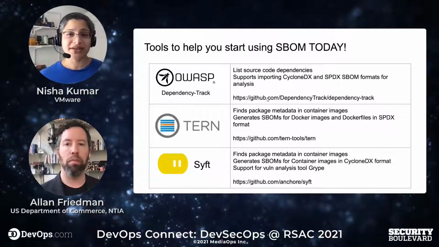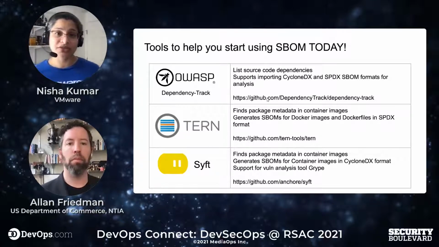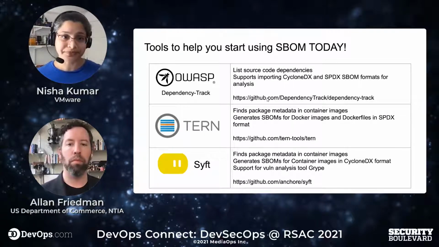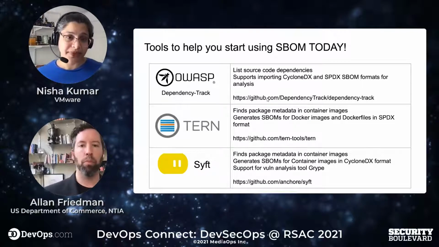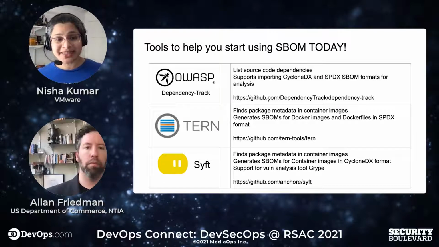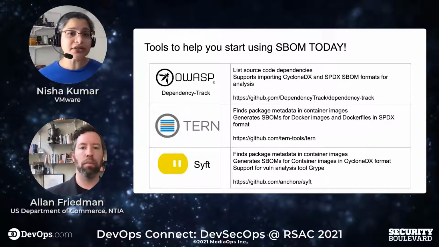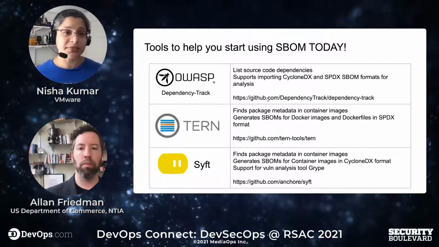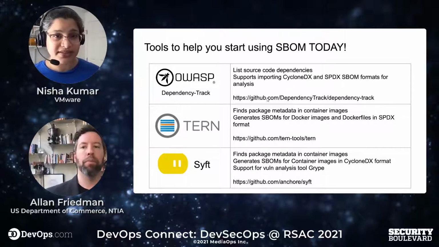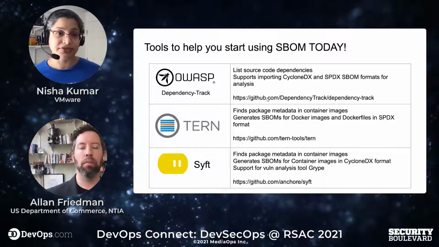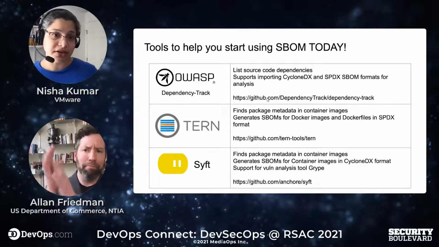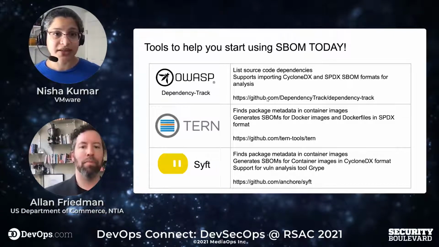All right. So having said all these, what tools are available that you can use right now to build and generate SBOMs for container images today? There are three tools I'd like to highlight. OWASP's Dependency-Track tool will list the source code dependencies, and it also supports importing SBOMs in the CycloneDX and SPDX formats. Tern, which, full disclosure, is a project I maintain, finds package metadata in container images built with Docker, if you're using Dockerfiles, and generates SBOMs in the SPDX format.